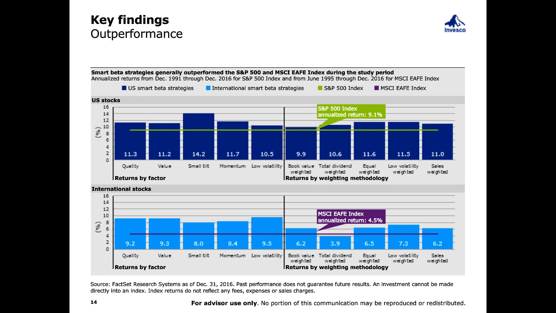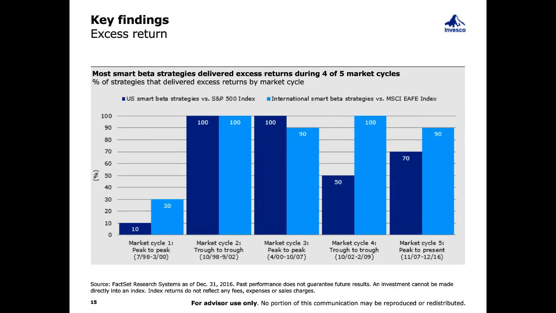Looking at the returns in a different lens, this chart depicts returns by market cycle. It shows that in 4 of 5 market cycles studied, a large majority of the smart beta strategies delivered excess returns over both the S&P 500 and the MSCI EAFE index.